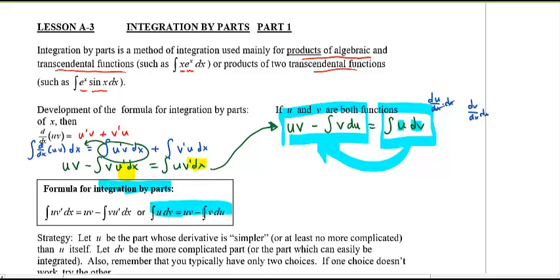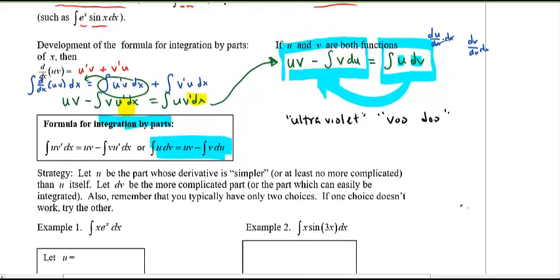That's right here. Okay? If you want a nice way of memorizing this, uv, I think of uv as ultraviolet, like light, right? Ultraviolet. And then v du, I think of it as voodoo. So ultraviolet voodoo is my way of helping you remember uv minus integration of v du. Okay? So you're like, okay, fine, there's a formula, so how do we actually use it?